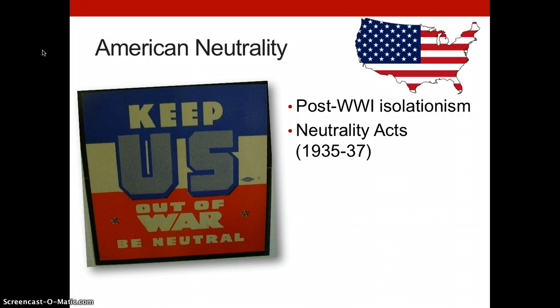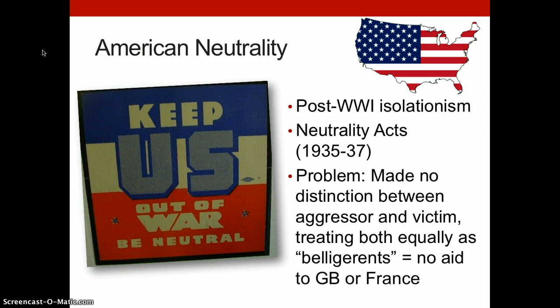But the problem of all of this is that it made no distinction between the aggressor and the victim, treating both sides equally as belligerents, which means that although France and Great Britain are going to be attacked by Germany, we cannot help them because they are in a war. They are a belligerent in a war. And so it kind of ties our hands. We do want to help them, but there's not much we can do.